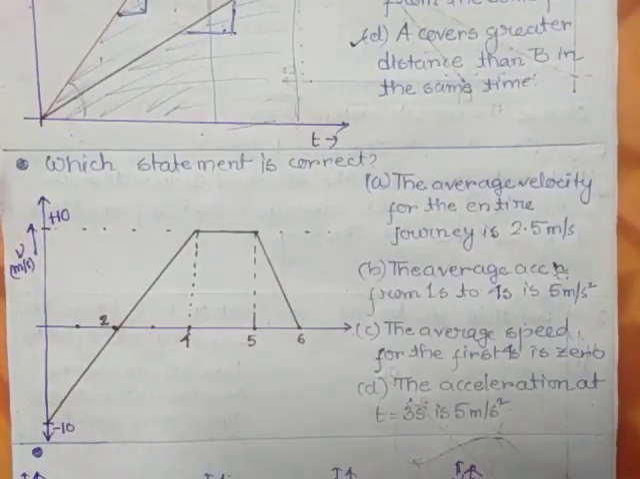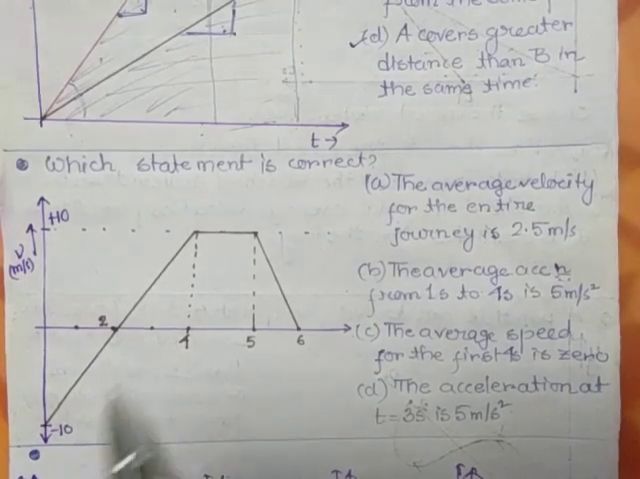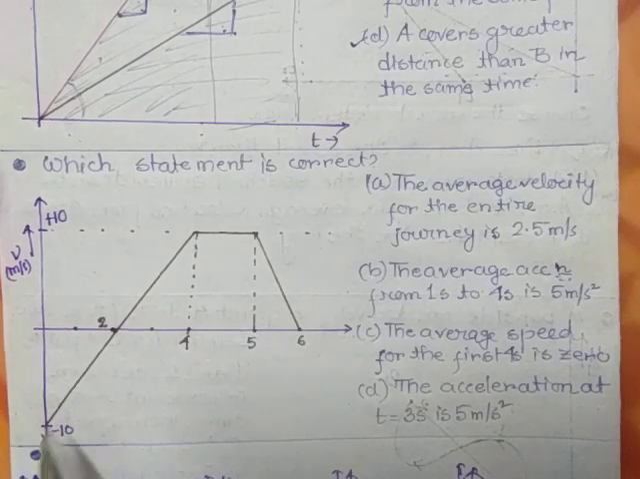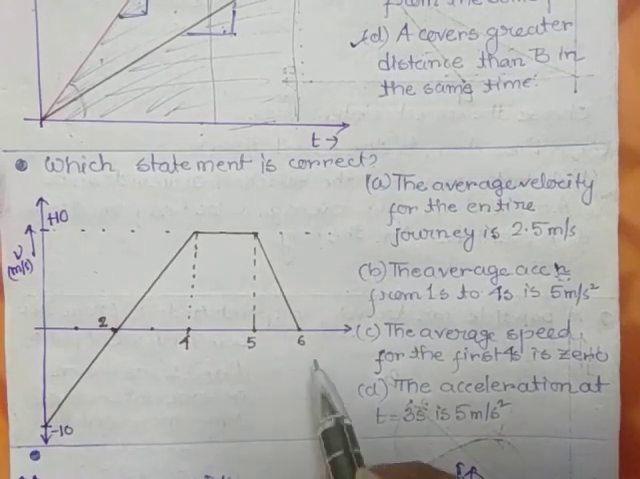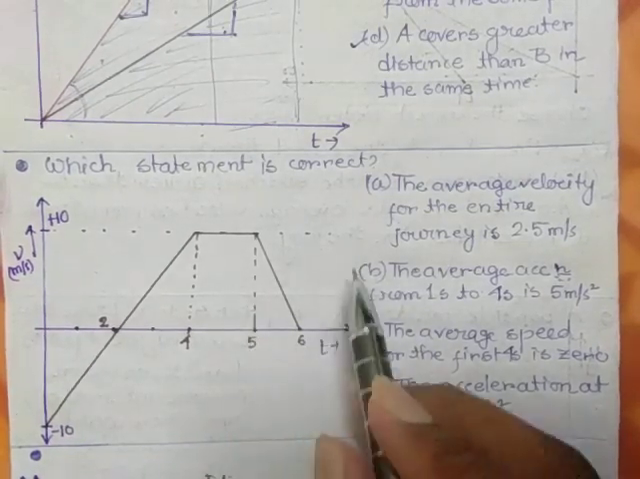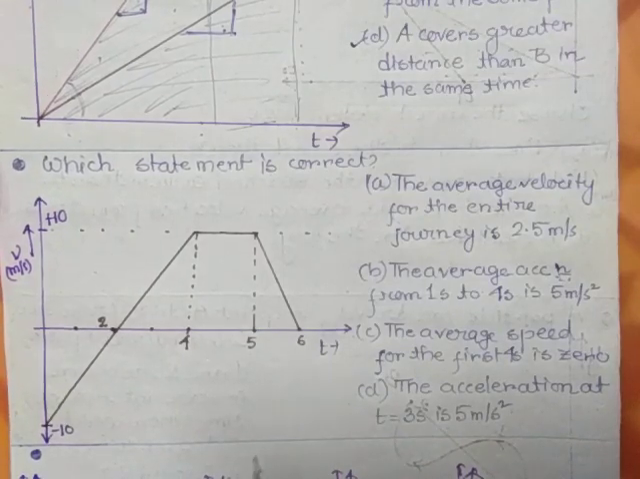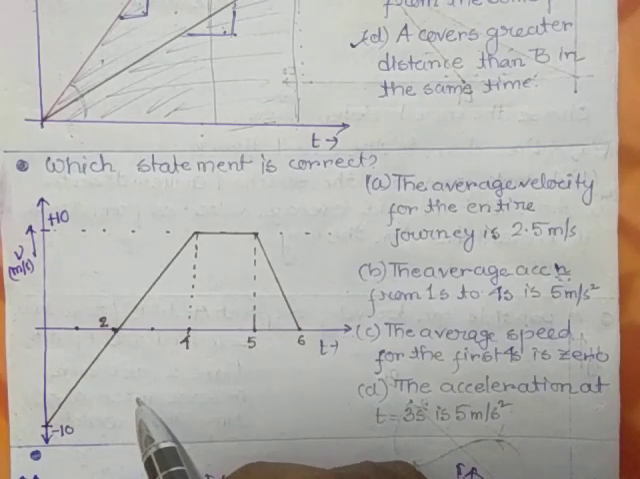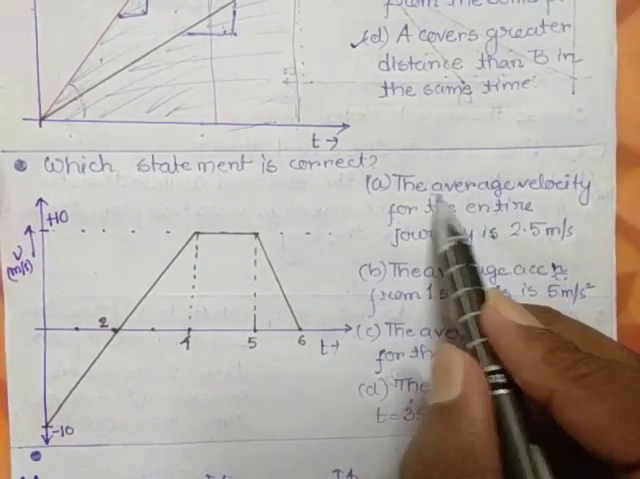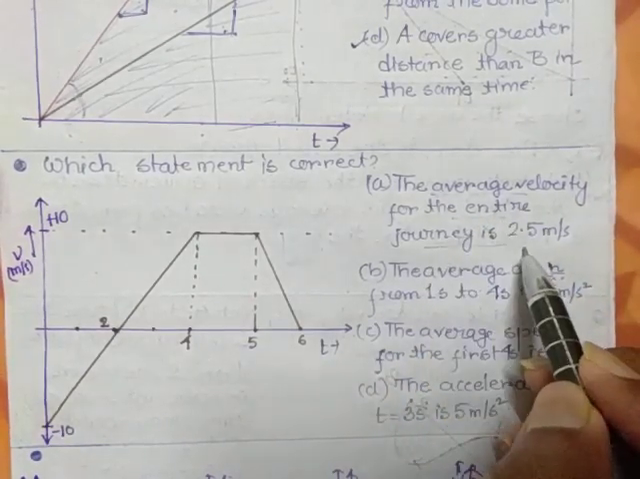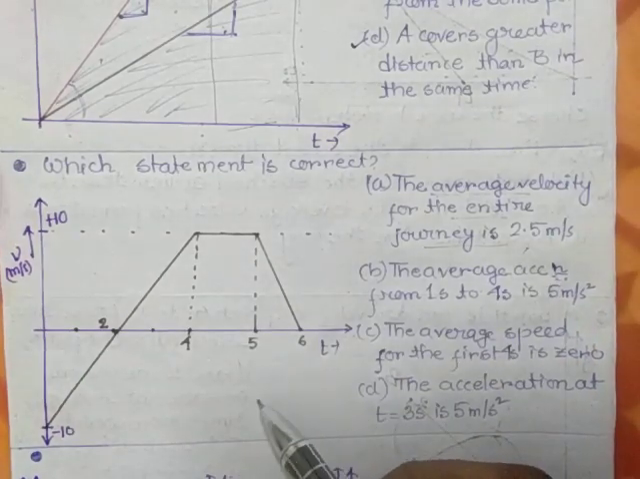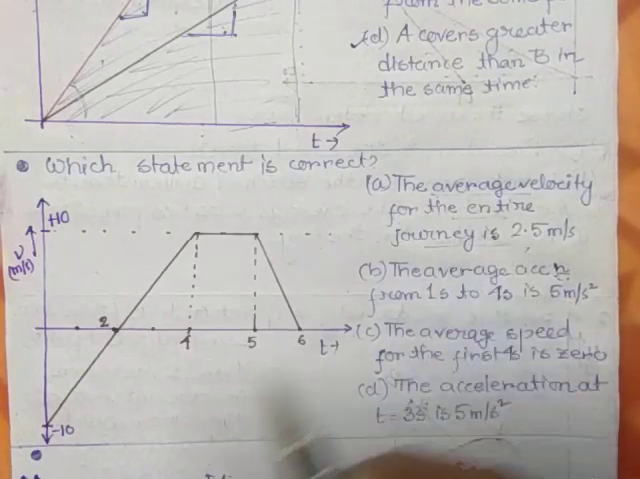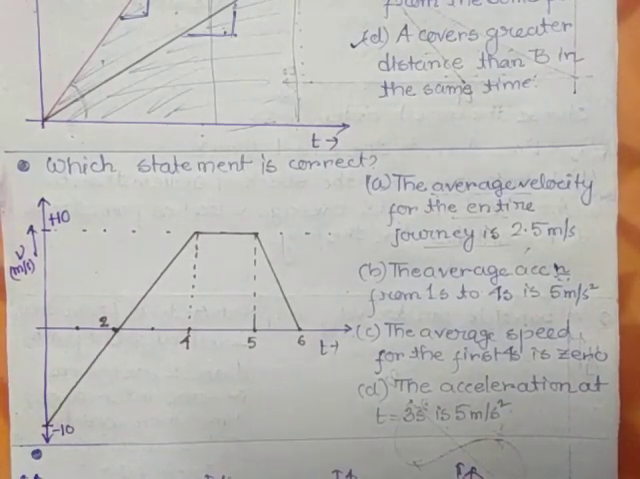Next question. Let us look at this: which statement is correct? It is the velocity versus time curve. Now it is talking about the average velocity of the entire journey being 2.5 meter per second. So how do I calculate the average velocity?